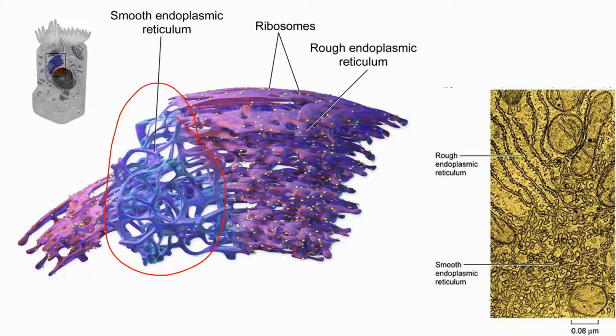This is the appearance of the smooth ER in an electron microscope image. So you can see, you're looking at those tubes like they've been cut in half, and on the rough ER microscope image you can see the little ribosomes that are attached to it.